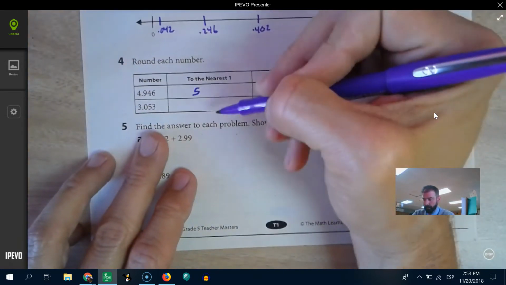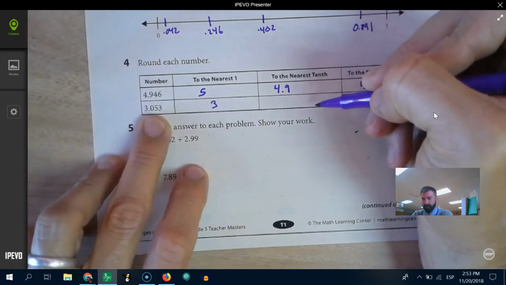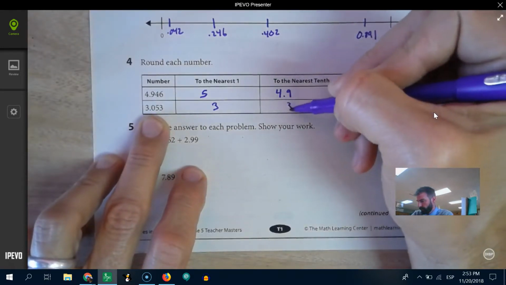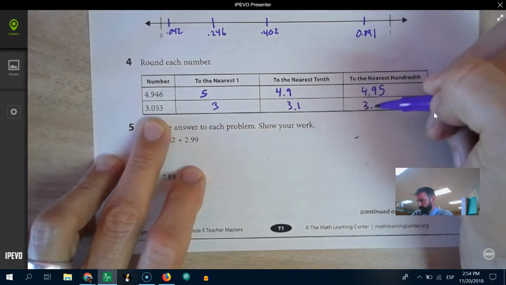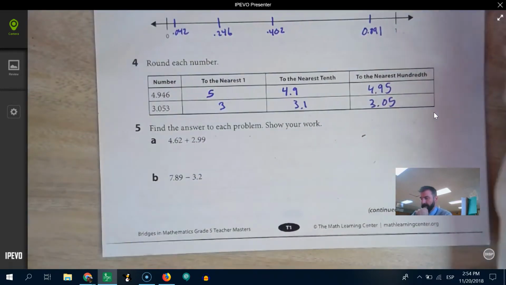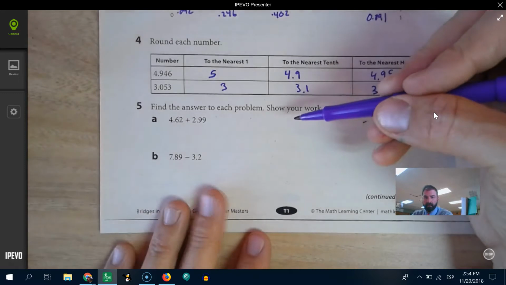Here again, nearest 1, so that's going to be 3. Nearest tenth, so that's a 0 and a 5 next door, so that's going to be 3 and 1/10. And then nearest hundredth, so that's going to keep it here. A really good way to learn this that we'll be showing them is a number line. So drawing it out, thinking about where that hundredth is, thinking about where that number is, and moving it there.